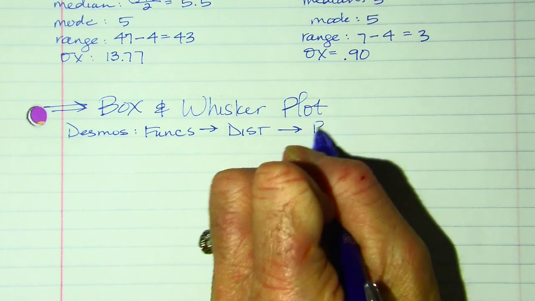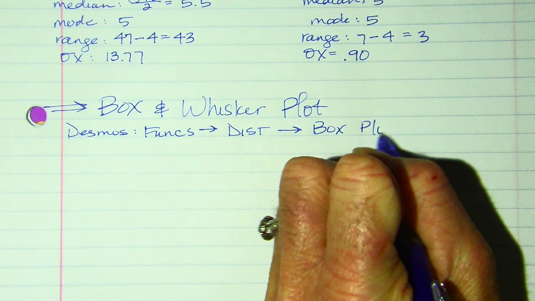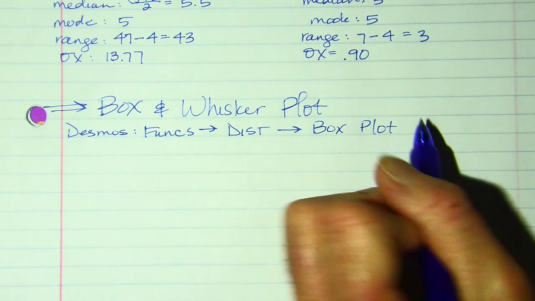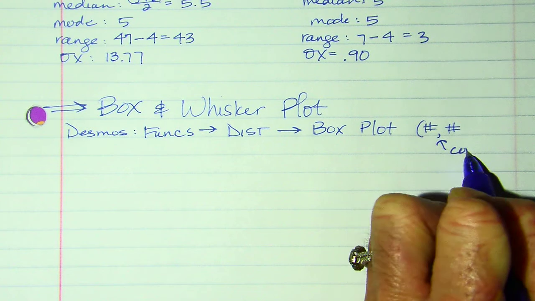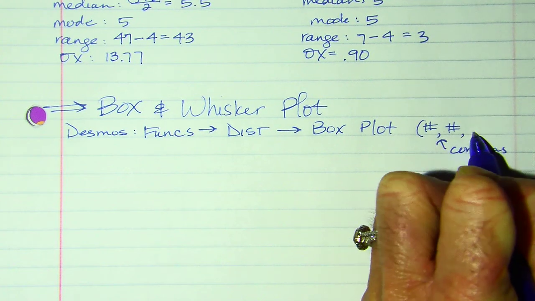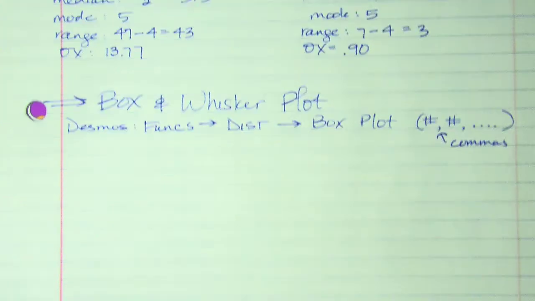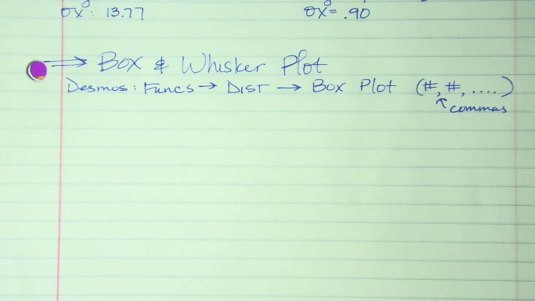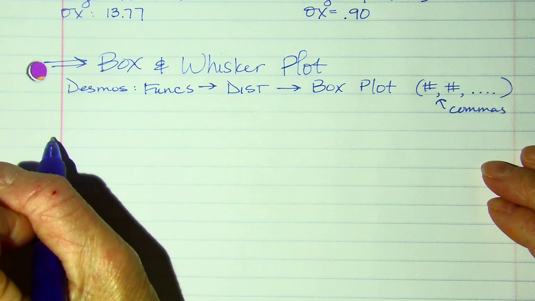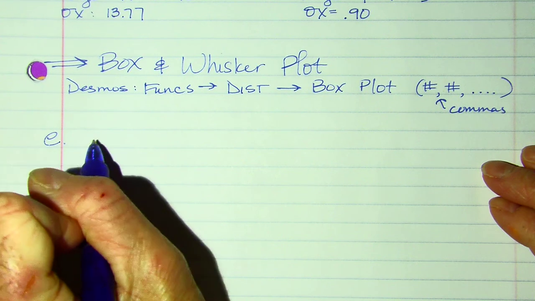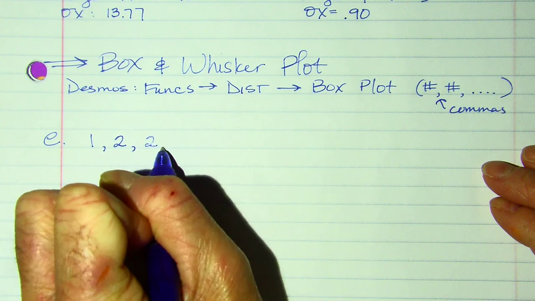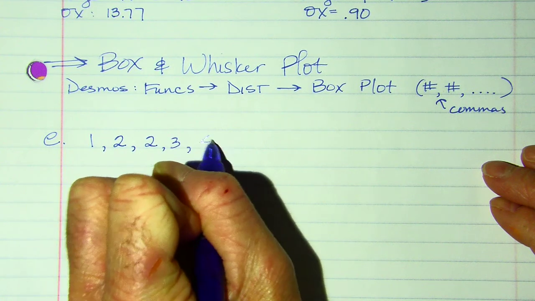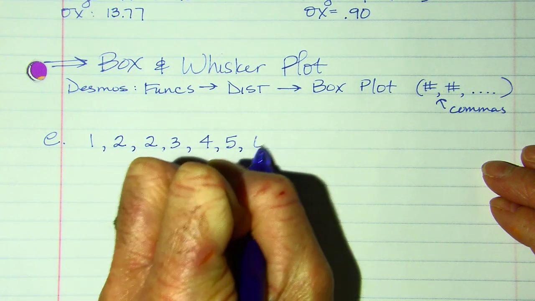And then you would list your data. Okay, so make sure you list your numbers with commas. Okay, now I'm going to do it by hand because that's how I roll. So I want you to be able to do it by hand. So part E, here's my data, 1, 2, 2, 3, 4, 5, 6.